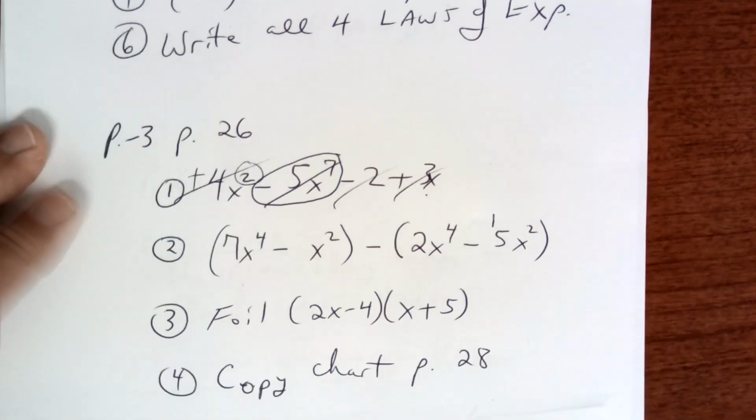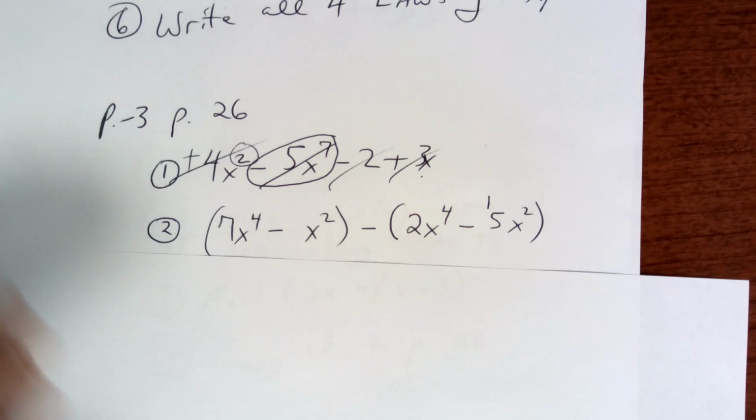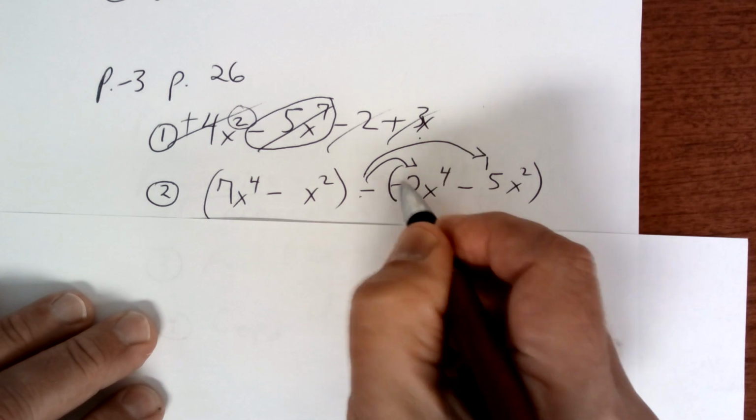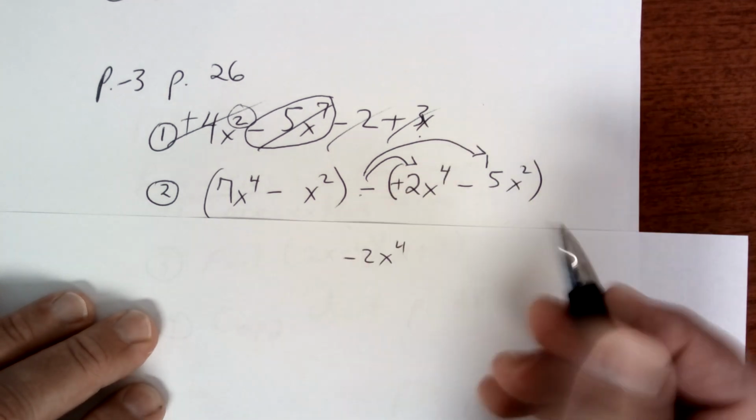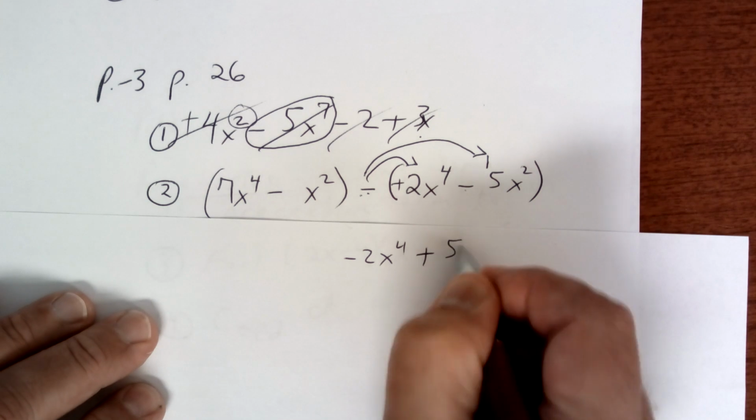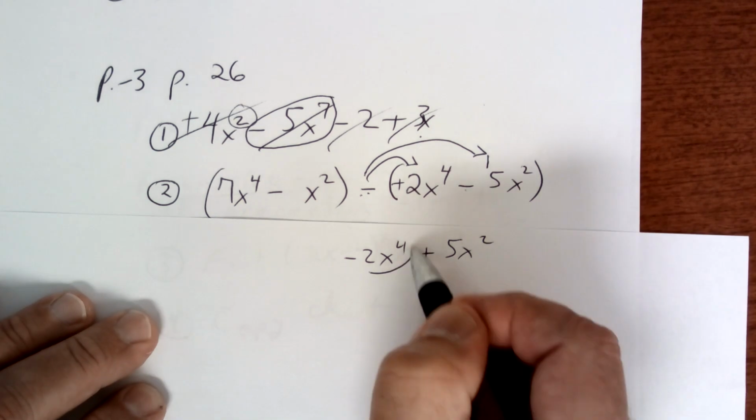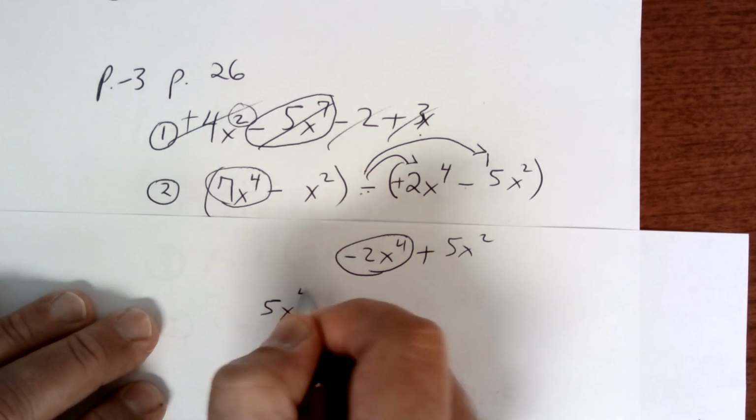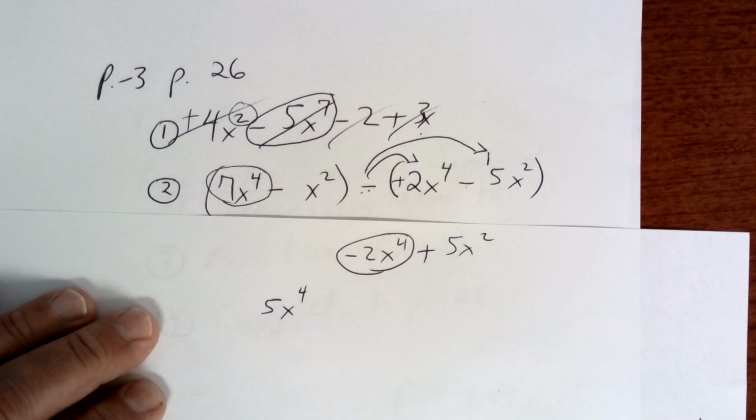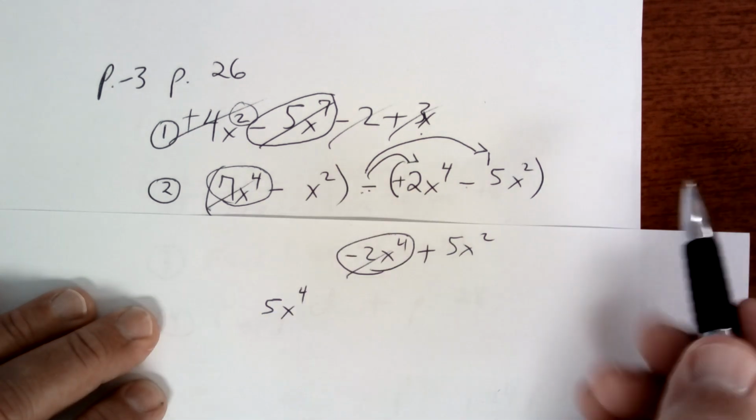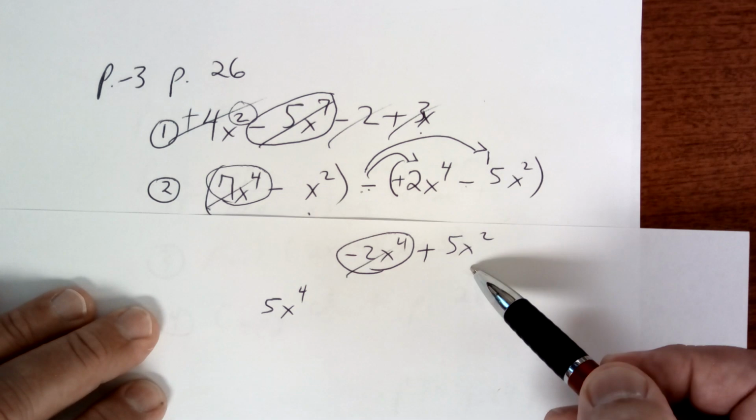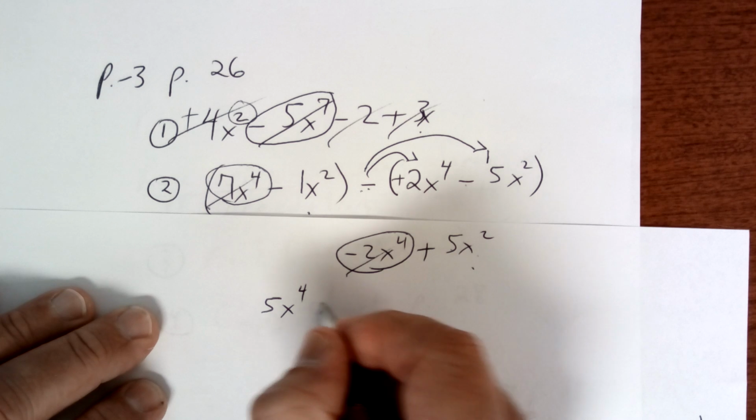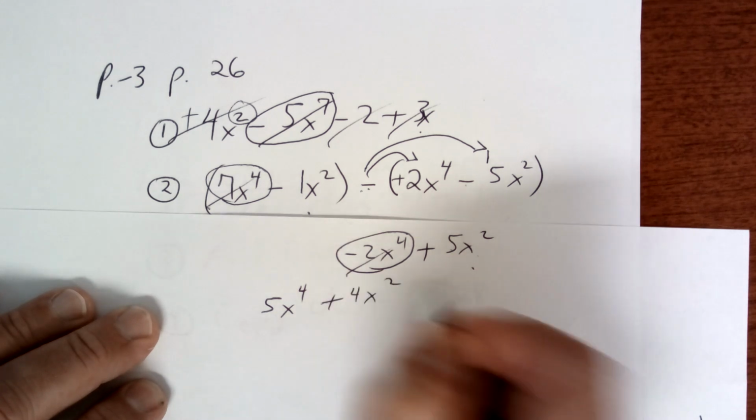Okay, let's keep moving. This one right here with the negative on the outside, you have to distribute that negative sign. So a negative times a positive is going to make a negative. A negative times a negative is going to make a positive. And then you combine like terms. So this one plus this one is going to give you a 5x to the 4th power. Do not do anything with the exponents because you're not multiplying. And then finally this one and that one is going to be 5 minus 1, which is going to be 4. So it's going to be plus 4x squared, and that's how you do that.